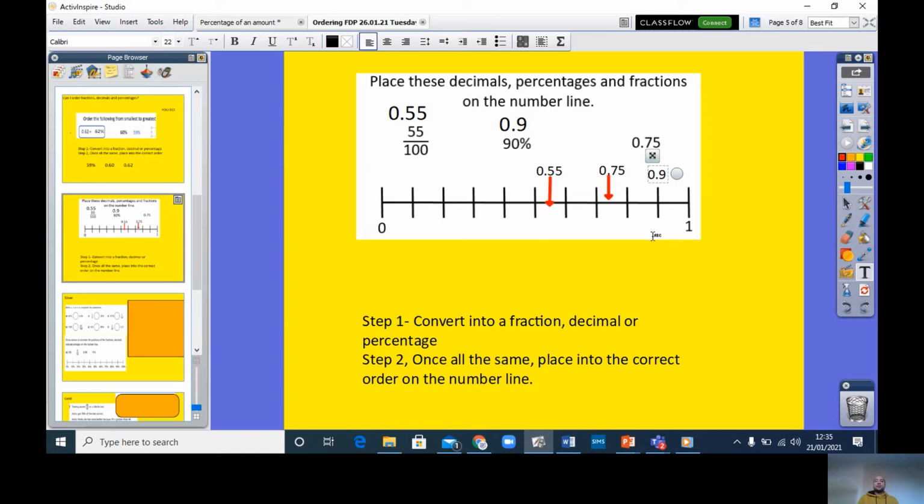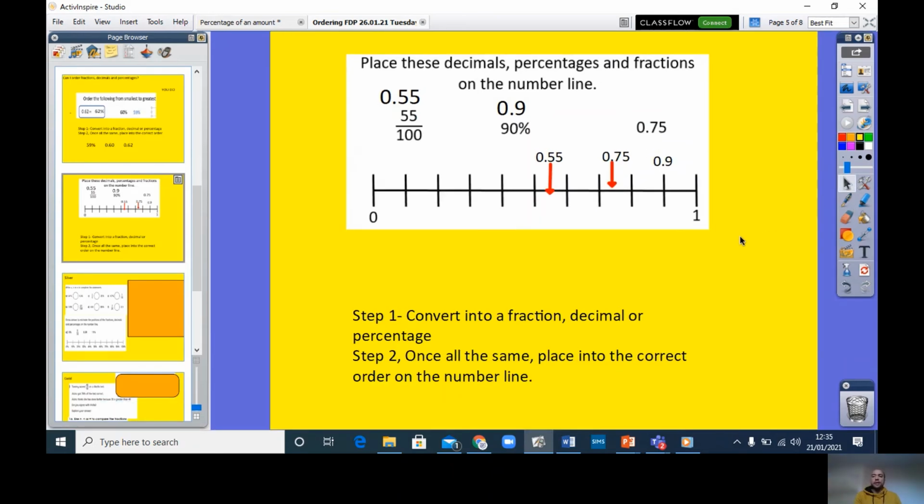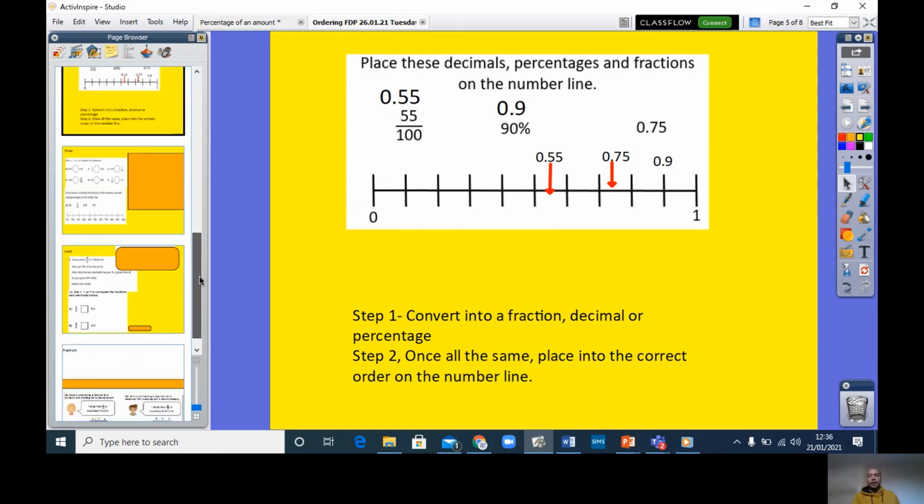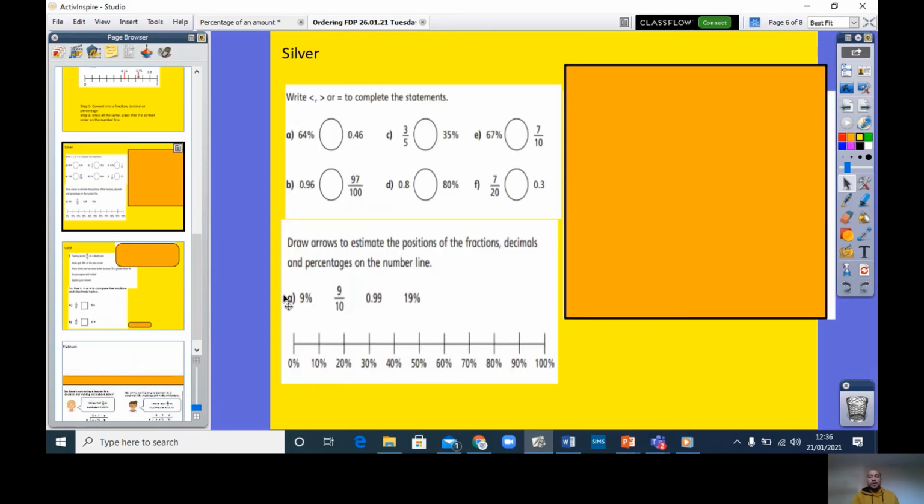When you get onto questions like silver and gold, if you need to draw a number line and it helps you when doing your answers, that is absolutely fine. Whatever helps you work best. Pause the video. You're going to have a go at the silver questions. When you come back, I will reveal the answers.